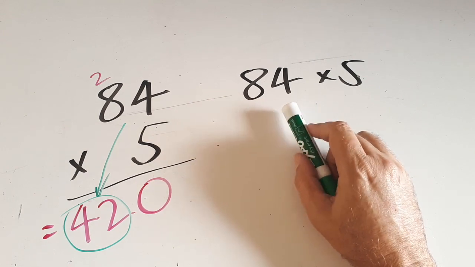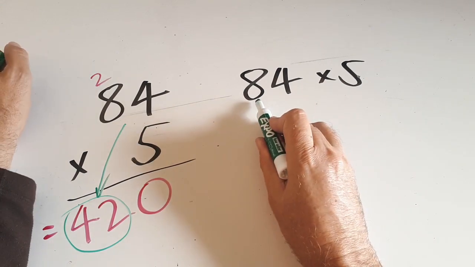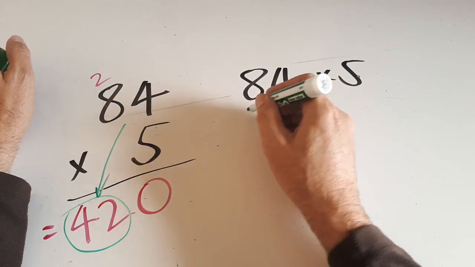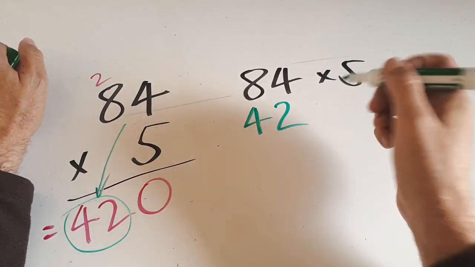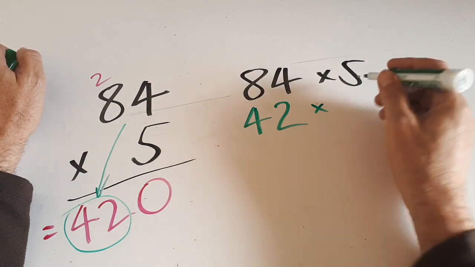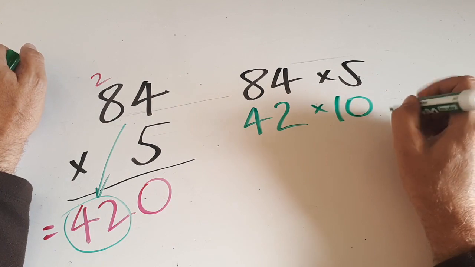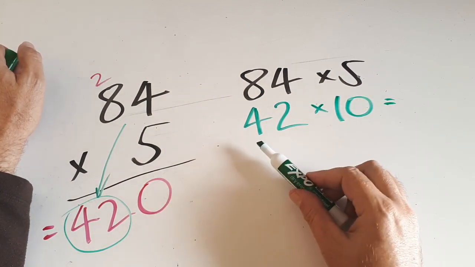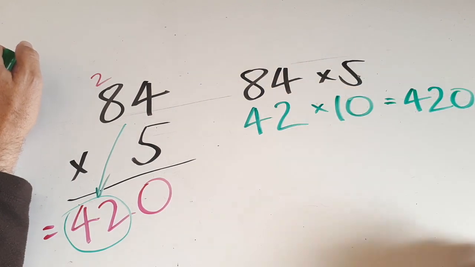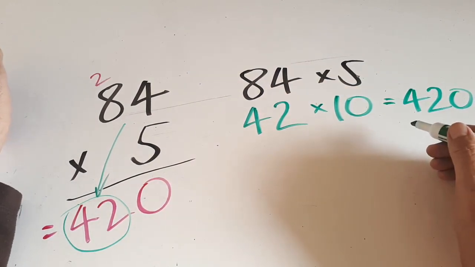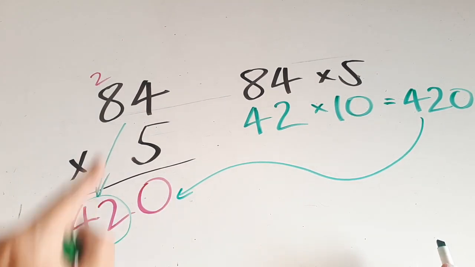like this. This is where it gets quite cool. So in this case, I would look at 84 and say, what's half of 84? Easy. 42. Because of half that, I need to multiply it by 10 instead of 5, because 10 is double 5, right? So now I've got this very simple calculation. 42 times 10 is 420. You'll notice that it's the same as this 420 that we came up by using this algorithm.